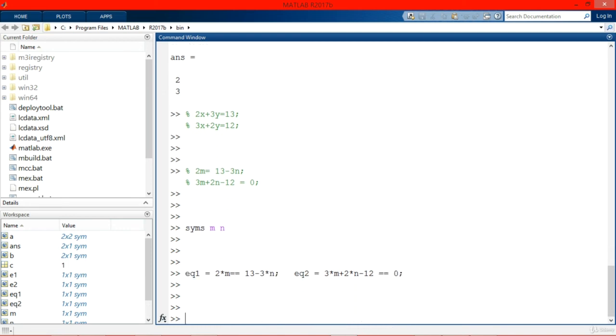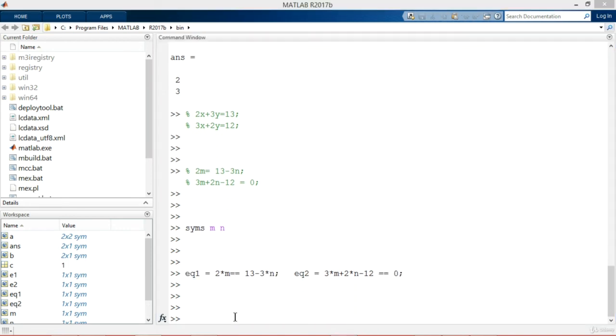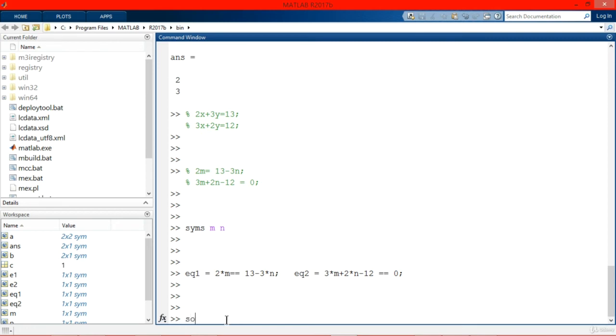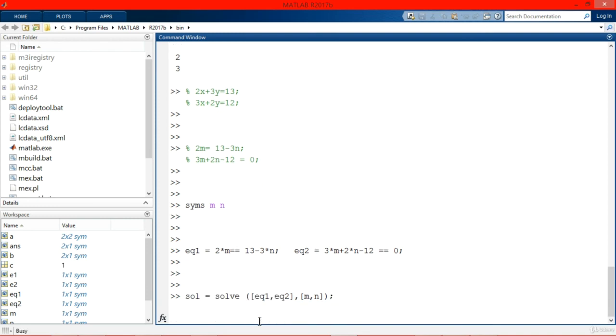So the third step is to solve the equation and also store the results in a new variable like this. sol is my new variable, and the solve function simply solves equation 1 and 2. What to solve for is the m and n symbols. Our equation is solved, and the result is stored in the sol variable.